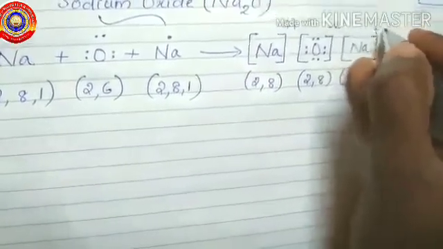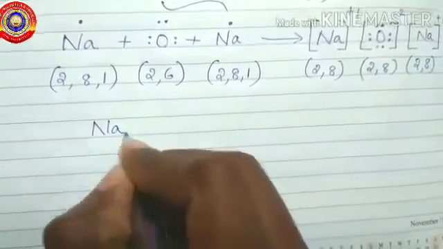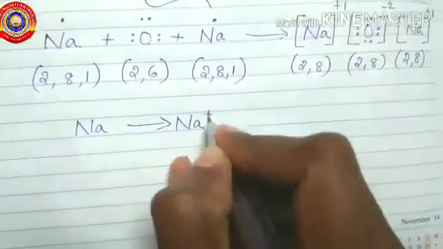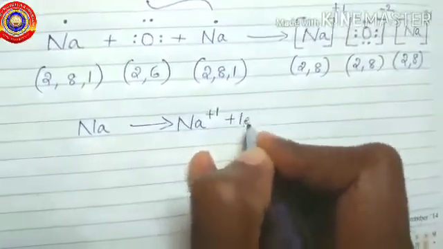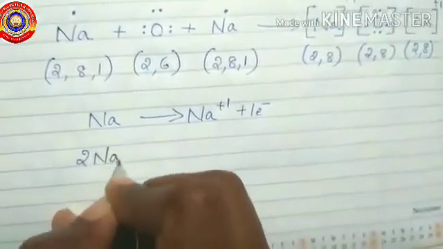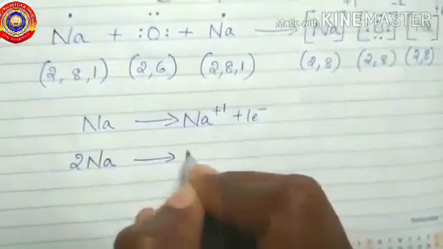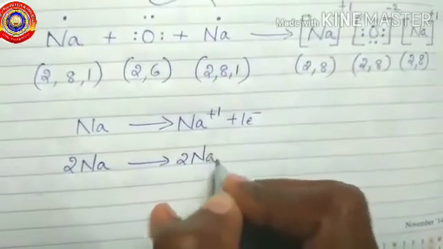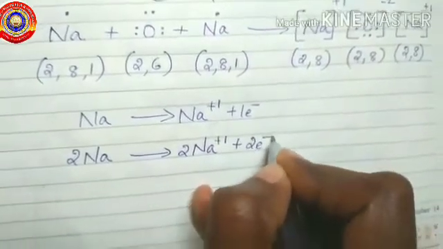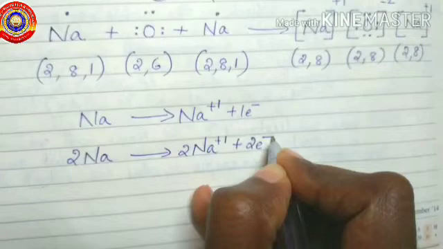Now you have to write the equation for this electron dot diagram. How will you write? Sodium gives Na+ plus 1 electron. In this equation there are 2 sodium atoms, so we have to represent the equation for 2 sodium atoms. Hence 2Na gives 2Na+ plus 2 electrons.